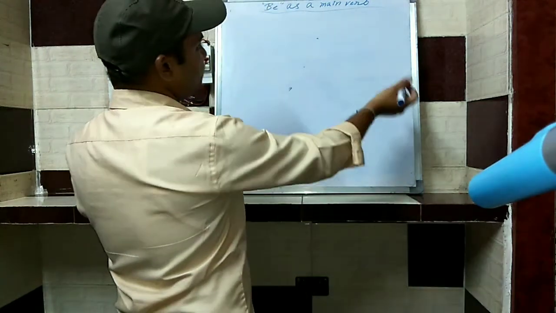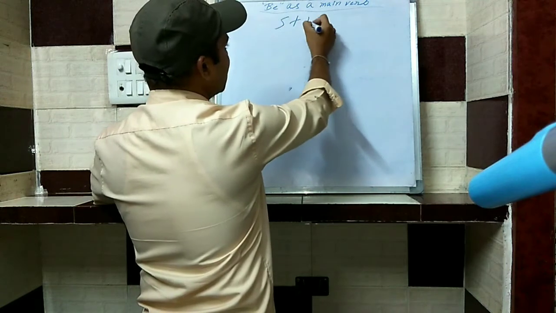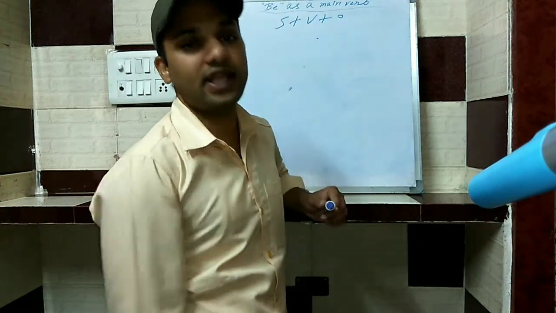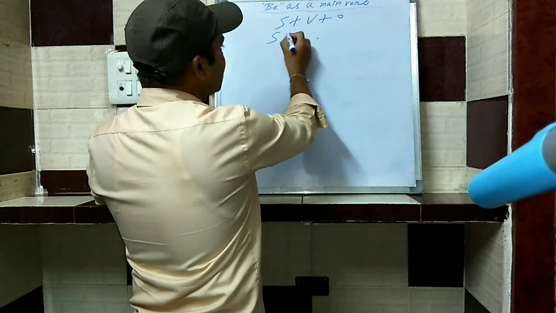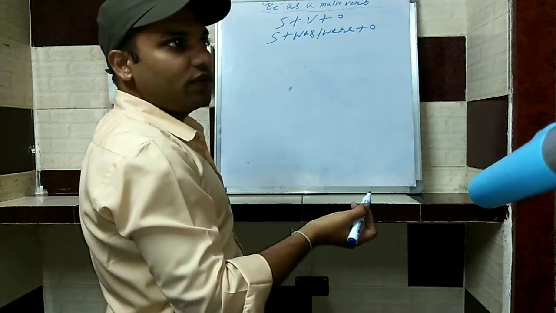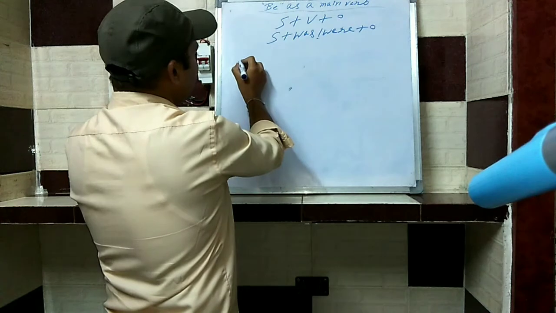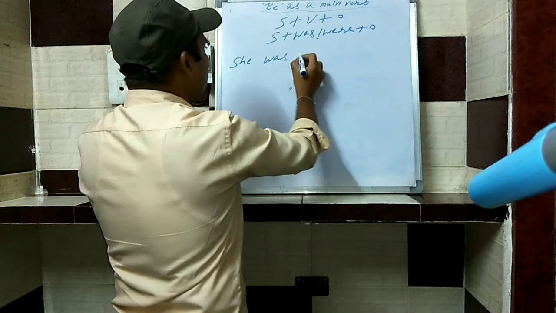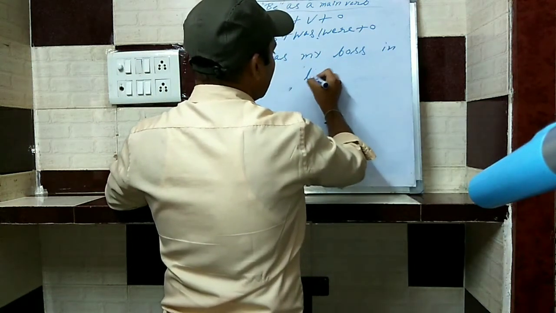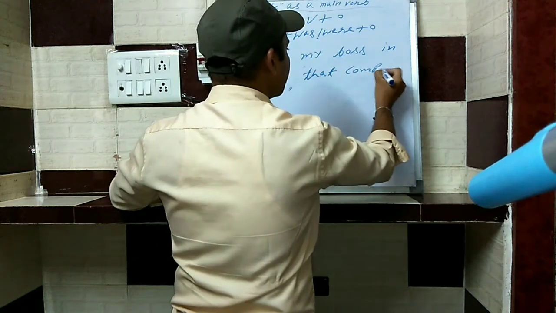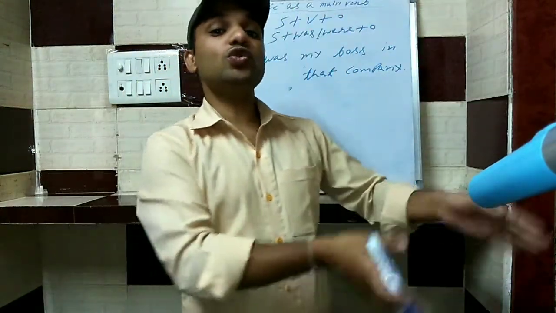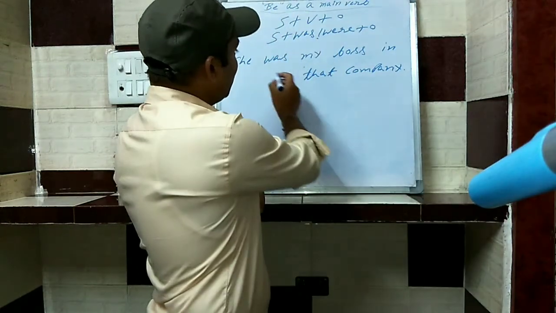So first of all we go with the sentence structure. It is subject plus verb plus object, which is common for all the tenses whenever we are going to make any kind of sentence. So if we go with the was verb, then it would be subject plus was verb plus object. For example, if we make this sentence by using it, then it could be: She was my boss in that company. She was my boss in that company means she used to be my boss in that company. So in that way we use it.